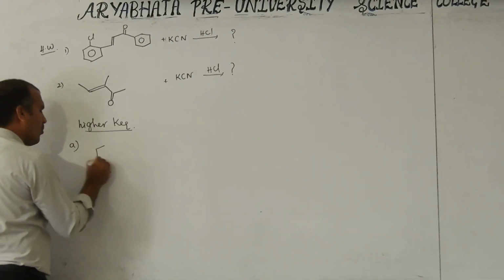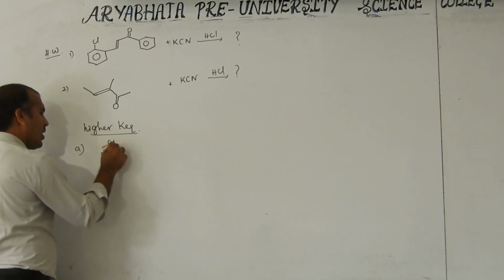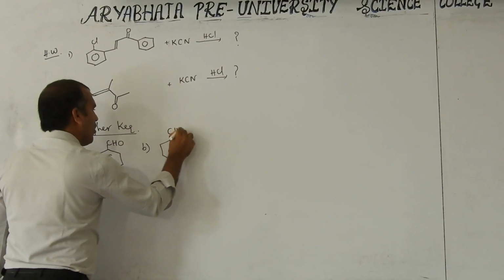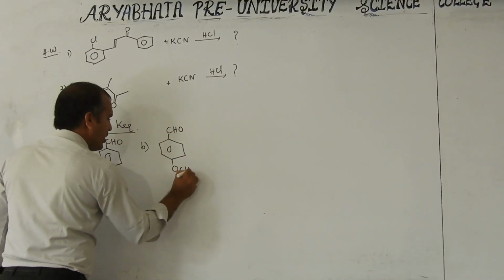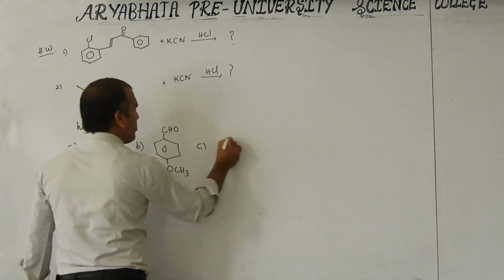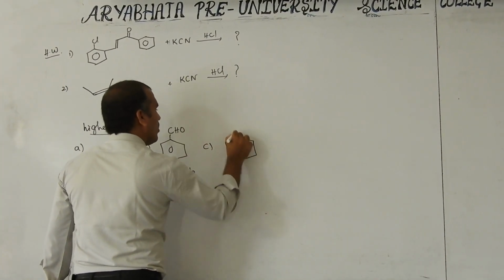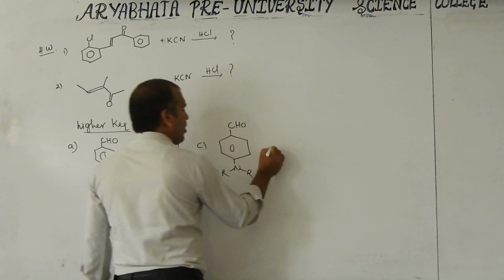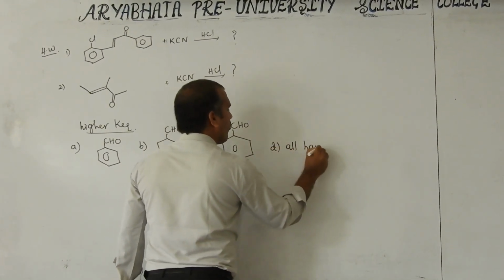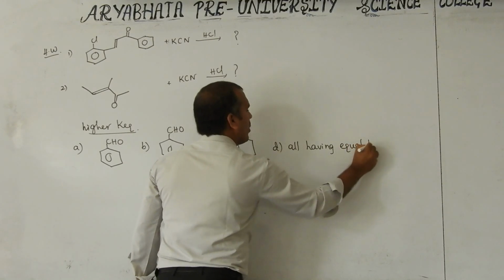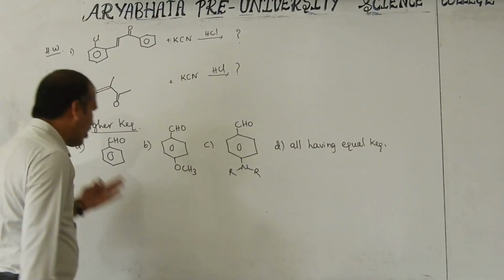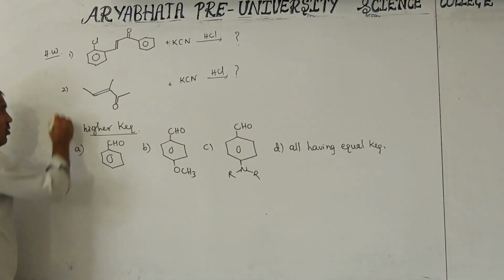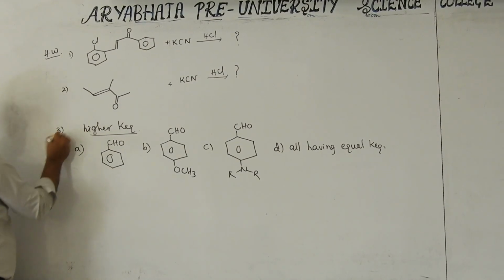Which of the following has higher K equilibrium? Option A, benzaldehyde. Option B, benzaldehyde with an OCH3 methyl group given. Option C, aldehyde with an NRR amine given. D, all having equal K equilibrium. You have to answer this. Many such questions will be available, but I want to stop here. This is a homework question, these two, and this is the third question.